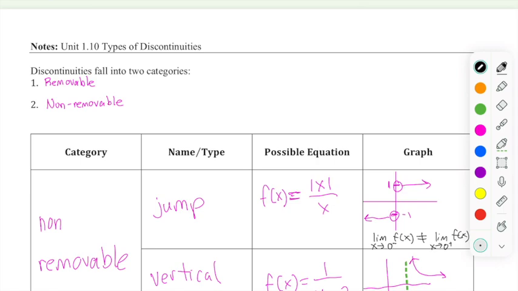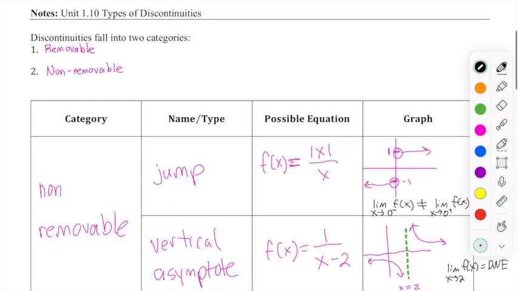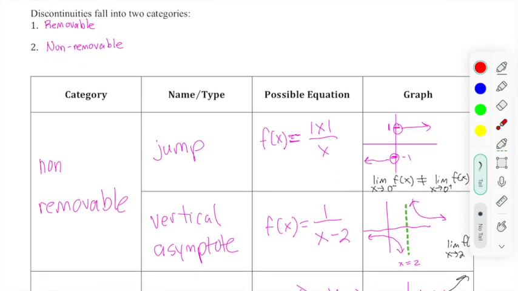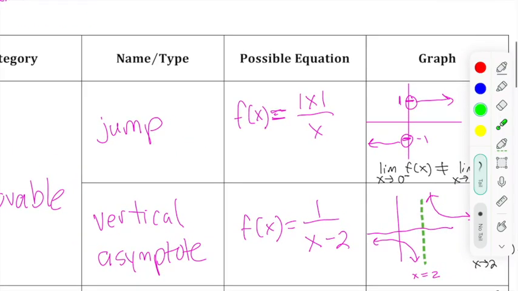This is Calculus Unit 1.10 about discontinuities. So in Calculus AB, we're going to fill in two types of discontinuities. We have removable and non-removable, right? The examples of non-removable discontinuities are either jump or vertical asymptotes.